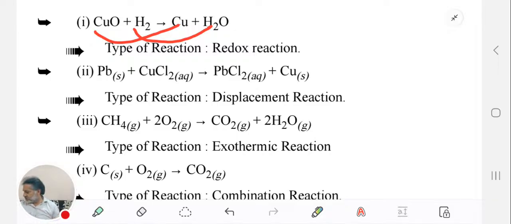Number 2. Pb plus CuCl2 gives PbCl2 plus Cu. Type of reaction: displacement reaction. Because here Cu is displaced by Pb. Why? Pb is more reactive than Cu. Very good.